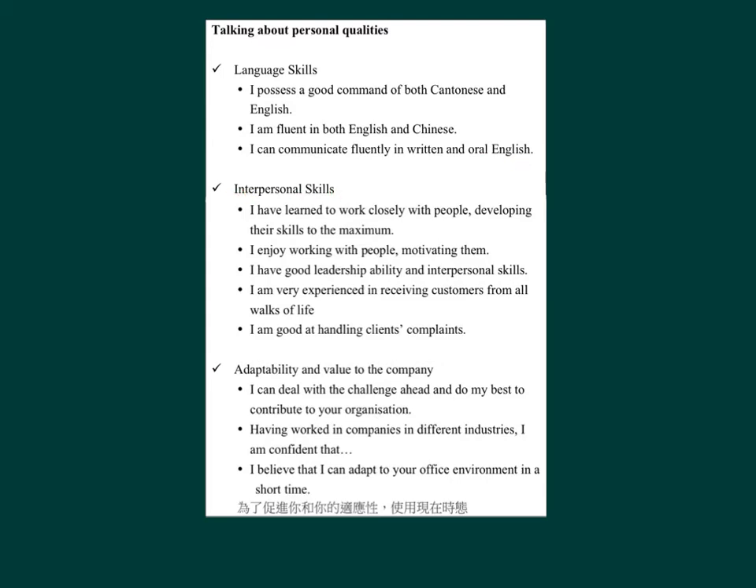Interpersonal skills. I have learned to work closely with people, developing their skills to the maximum. I enjoy working with people, motivating them. I have good leadership ability and interpersonal skills. I am very experienced receiving customers from all walks of life. I am good at handling clients' complaints.